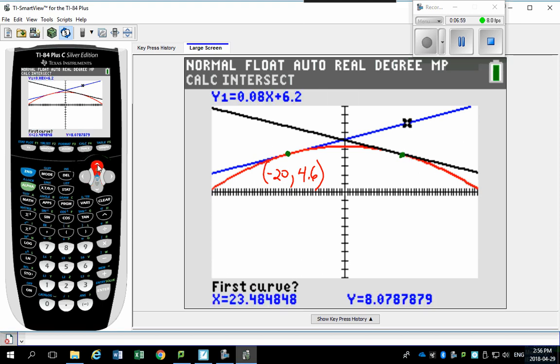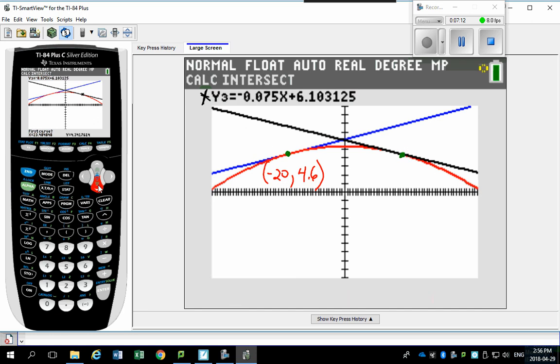It cycles. Watch this section right here. Watch this section. Just as I hit that red button, it cycles through all the equations that you have. Look, there's equation 1 in blue. There's equation 2, which is the parabola. There's equation 3, which is the black line. If you use that up, down, you can even use it up. Look at this. You can do the exact same thing. It cycles through all of the equations that you have. So I'm going to go onto the black line first. I'm going to hit enter.